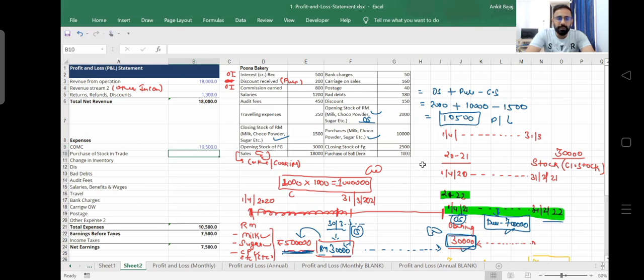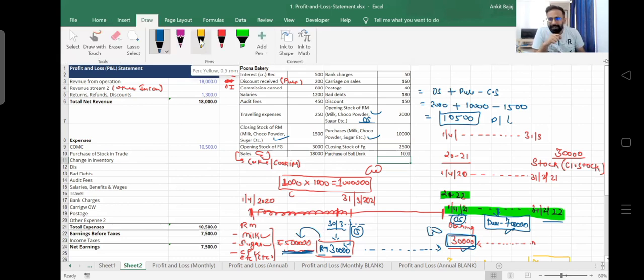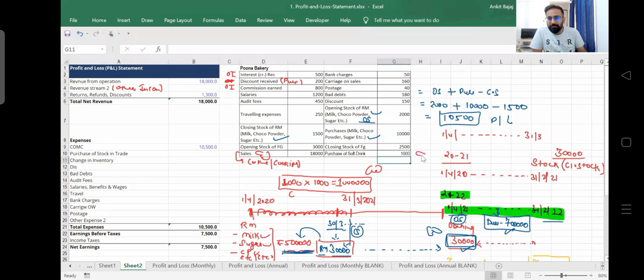Now another concept is purchase of stock in trade. We have already seen the meaning of purchase of stock in trade, right? Here the bakery also has soft drinks. Whenever you visit any bakery, they manufacture or bake their cake, and along with their cake, they buy some finished goods from another company. So the bakery has purchased cold drinks of Coca-Cola brand or Pepsi or Thums Up, etc. If the company has such stock, they will record it in the P&L account. So they have cold drinks of rupees 1,000.